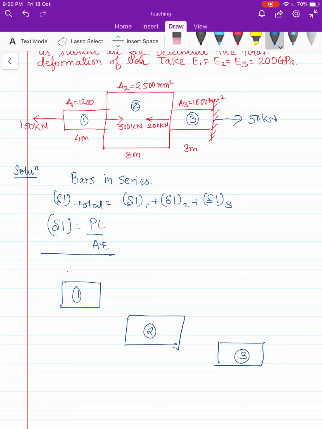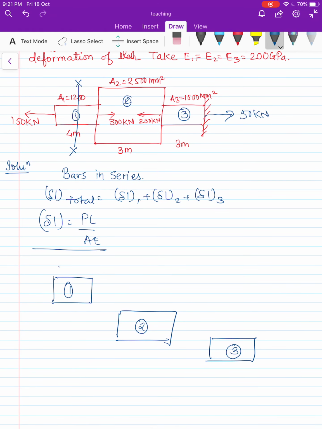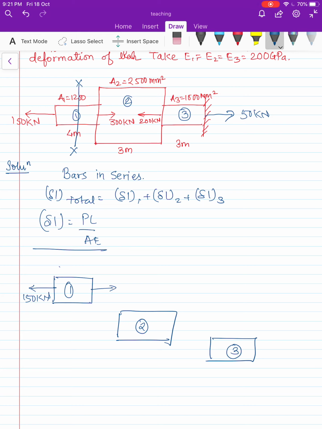Now, in this section method, we need to draw a section somewhere in between on each and every bar. For the first bar, I have drawn this XX section somewhere in between. Now, to find out the force on this first bar, I will sum all the forces either on the right hand side of the section or on the left hand side of the section. On the left hand side, there is only one force, so that will be 150 kilonewton. Equal and opposite force will be 150 kilonewton.